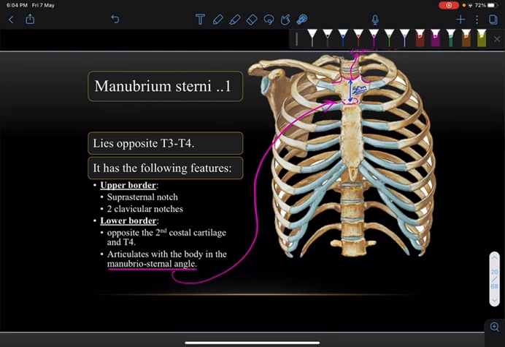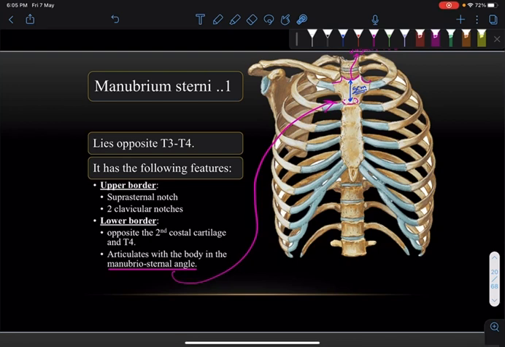المانيوبريوم sterni اللي هي جزء من السترنم lies opposite to T3 and T4. هلا البون اللي هي manubrium, first part of the sternal bone, مقابلها بالvertebral column يعني behind it, posterior to it اللي هي thoracic 3 thoracic 4. Okay, thoracic 3 thoracic 4.